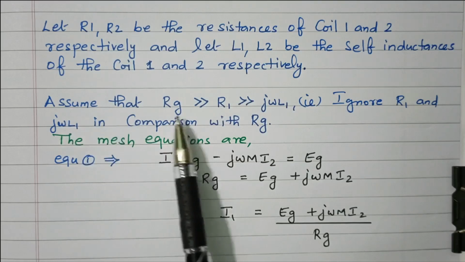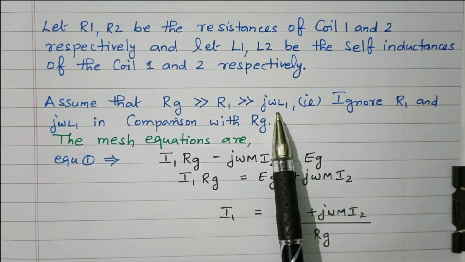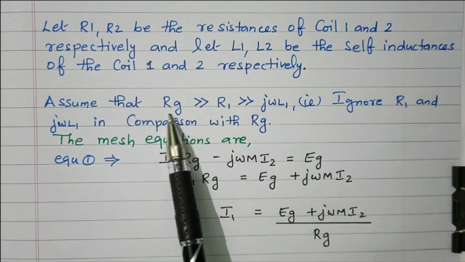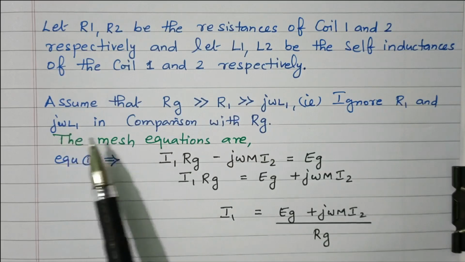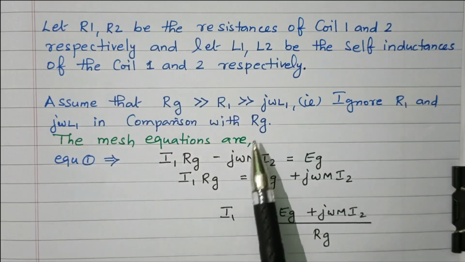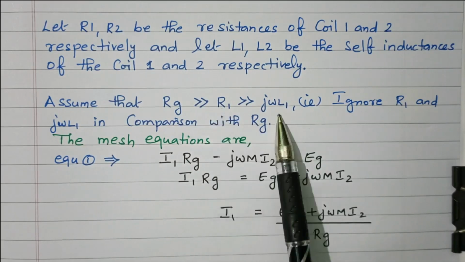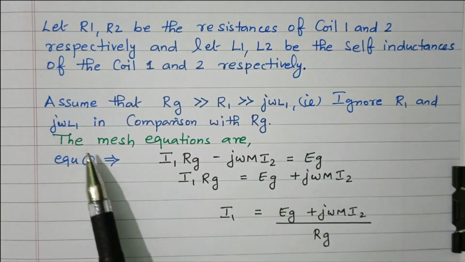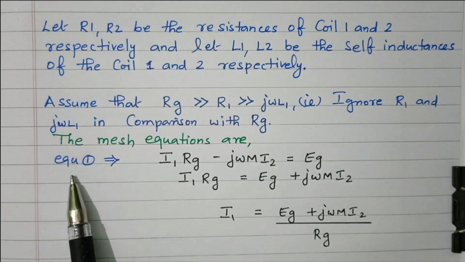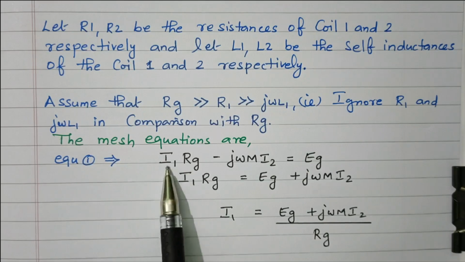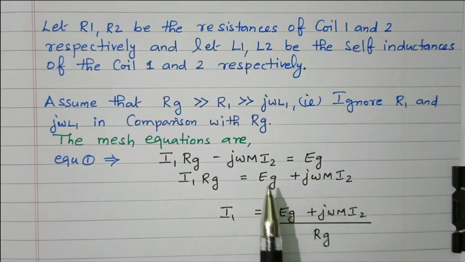Assume that RG is much greater than R1 and much greater than j omega L1. So ignore R1 and j omega L1 in comparison with RG. So while framing the equation, we do not consider R1 and omega L1. Based on that, the mesh equations are reframed. Now consider equation 1: I1 RG minus j omega M I2 equals EG.